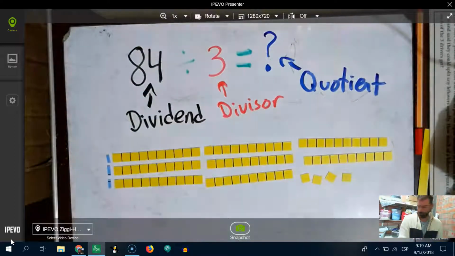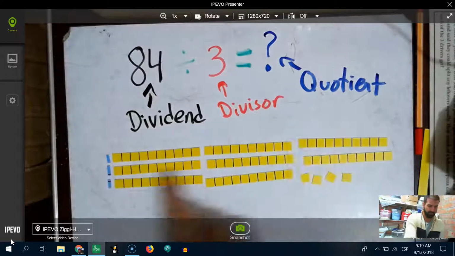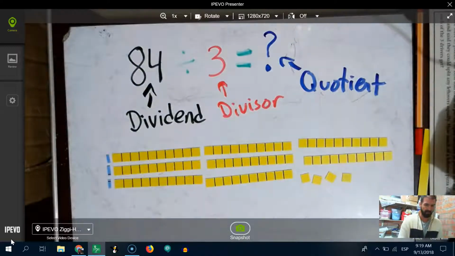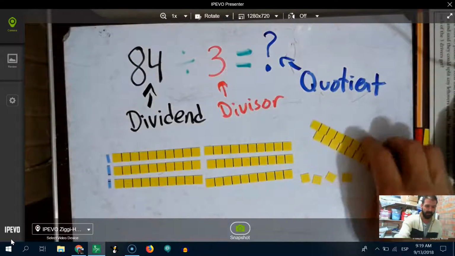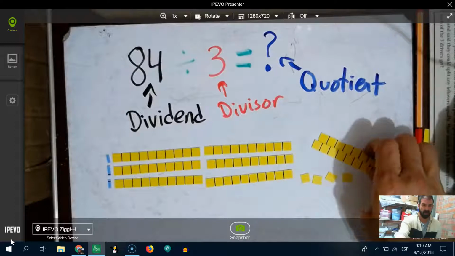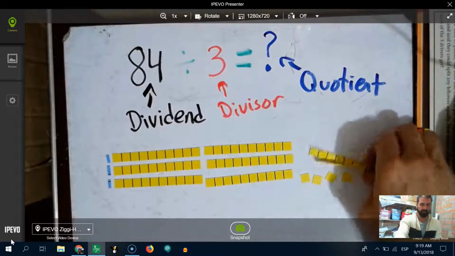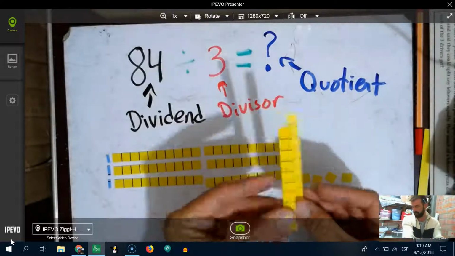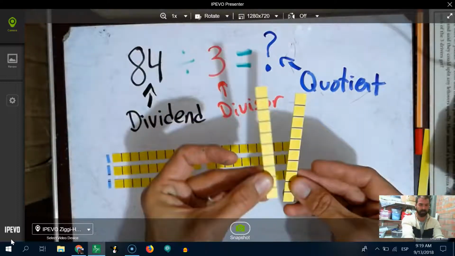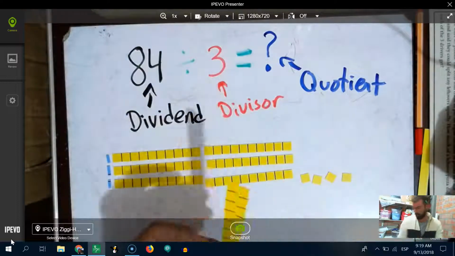Wait, it's supposed to be equal. And this group would have 30, this group would have 30, this group would have 24. That's not equal. So what do I do? What do I do with these 2? Oh, I break them apart. Okay. So this is not only 2 of these guys. I can split this up into 20 pieces, right? Okay, cool. Let me do that.